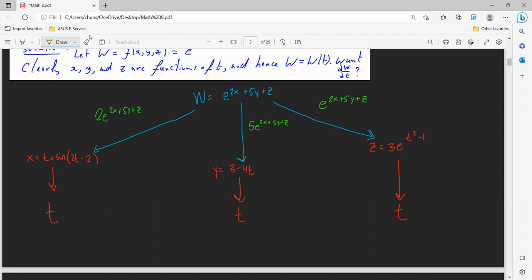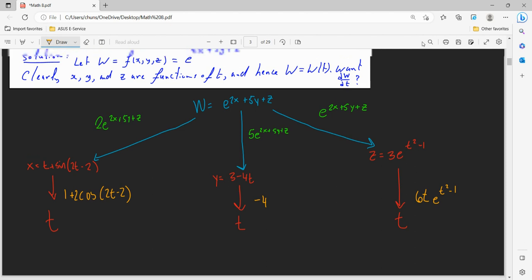So then this becomes, so this is 1 plus 2 cos 2t minus 2. This one here is negative 4. And here we have 6t e to the t squared minus 1. Okay, so that is what our full chain rule tree looks like.